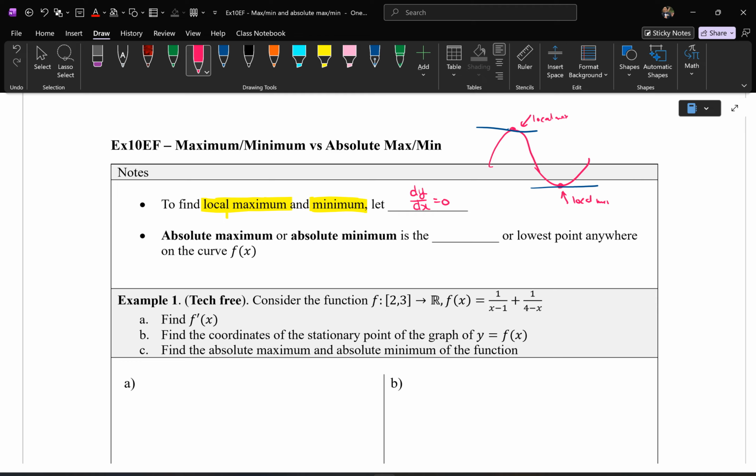Next one, absolute max and absolute minimum just simply means the highest or lowest point anywhere on the curve. And when we say point, we're referring to the y value. So when you look at a graph, where is the highest y value and where's the lowest y value? That's called your absolute max, absolute minimum.